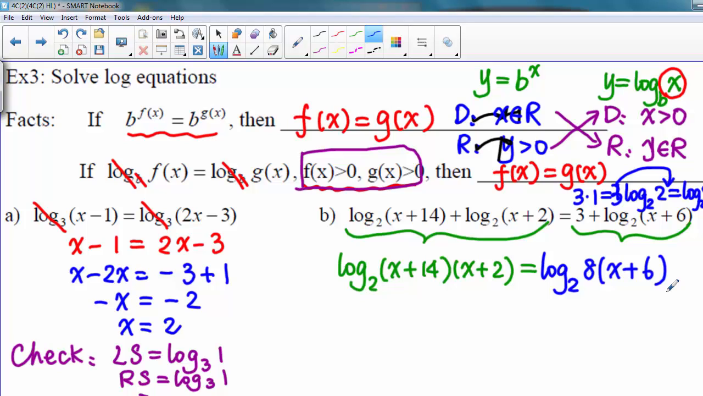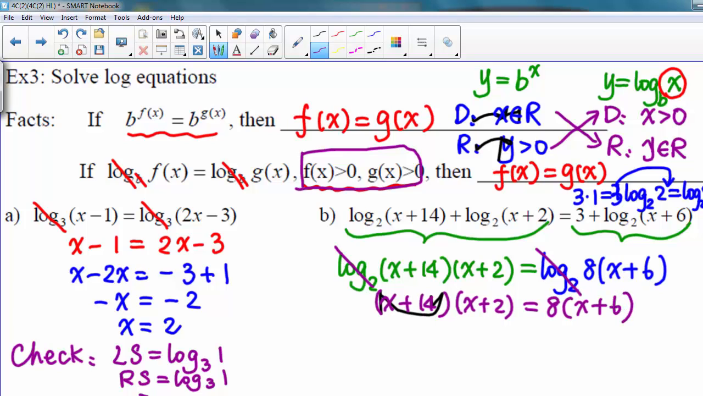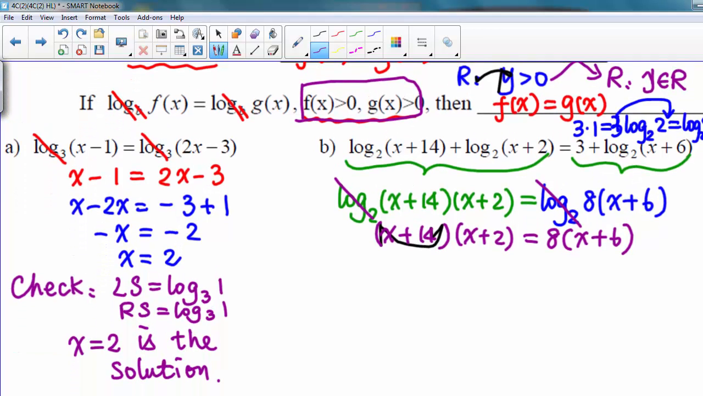So right now, I have one log on the left side and one log on the right side, and they have the same base. Then I can ignore the log symbol with its base. I will have x plus 14 times x plus 2 equals 8 times x plus 2. So this is a regular quadratic equation. How can we solve it? I need to open the brackets and then bring all the terms to one side and leave one side to be 0. So let's open the brackets using the FOIL method here.